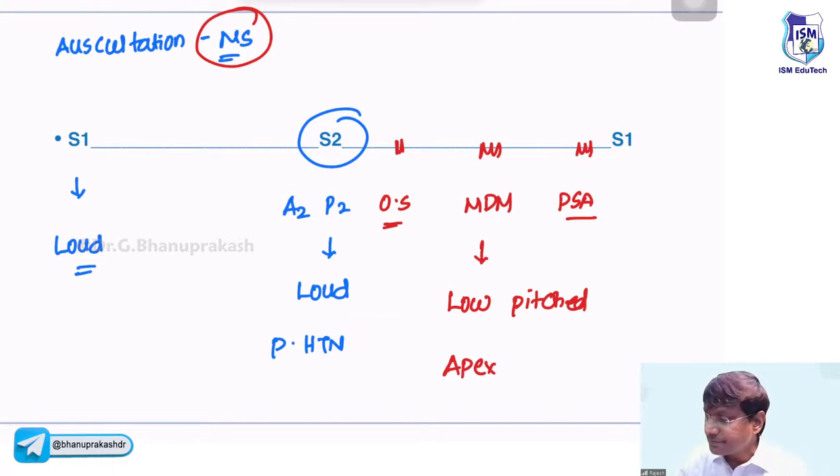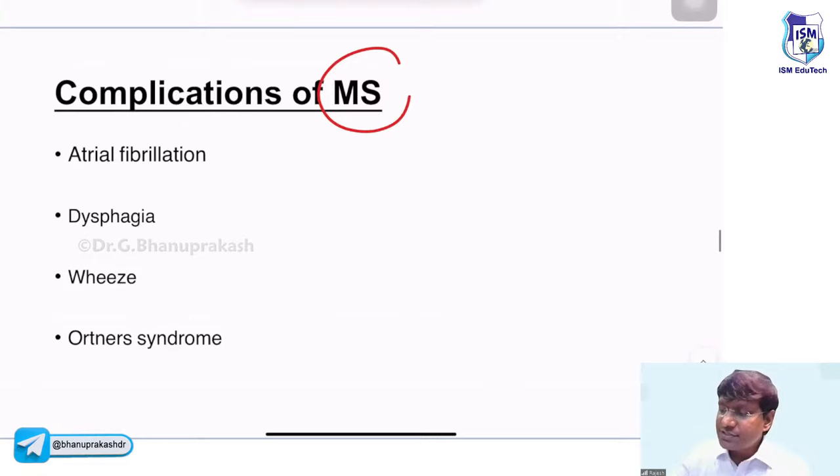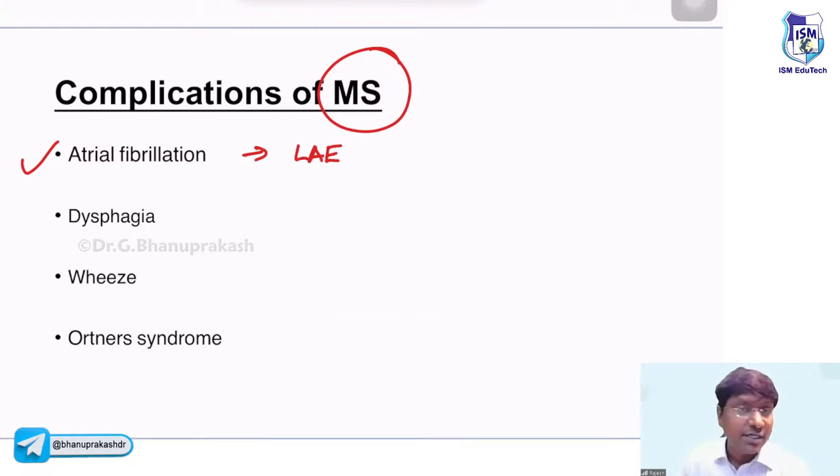And what exactly are the complications of mitral stenosis? One is atrial fibrillation. And why is this? Because of the left atrial enlargement, atrial fibrillation can happen. Then dysphagia. Why is this? This is again because of left atrial enlargement that will be compressing the esophagus and causing dysphagia.